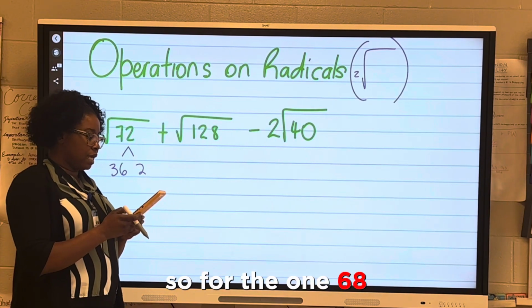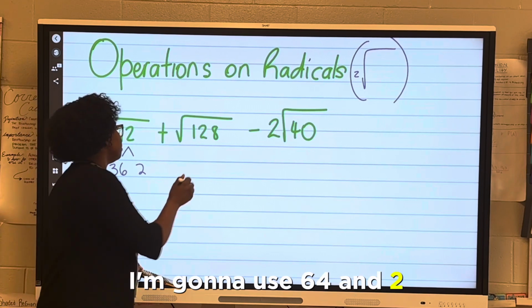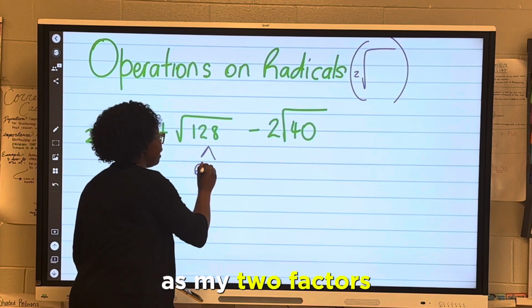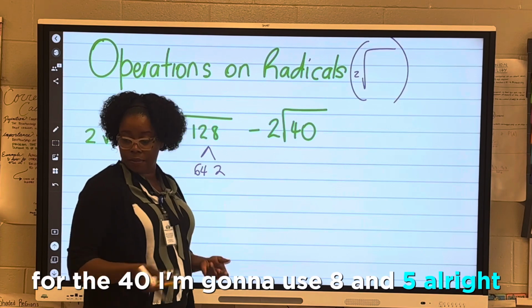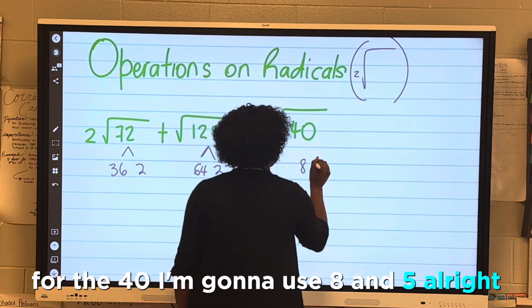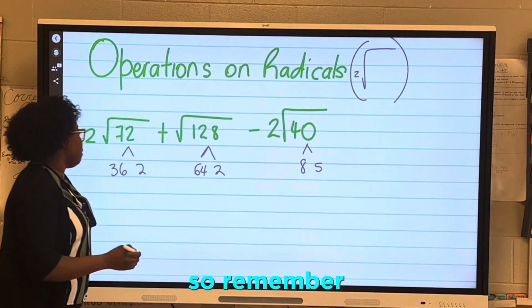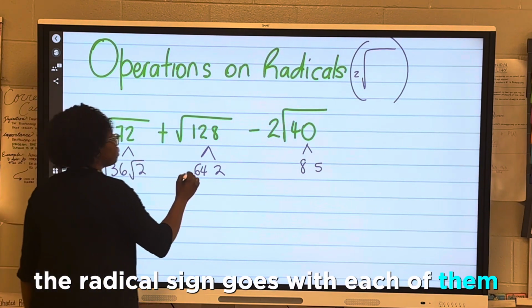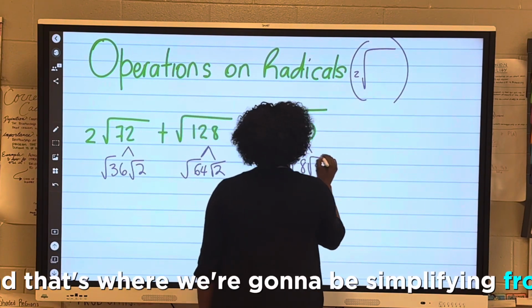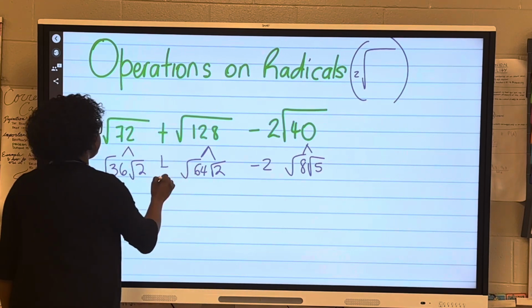For the 128, I'm going to use 64 and 2 as my 2 factors. For the 40, I'm going to use 8 and 5. Alright? So remember, once you're breaking down, the radical sign goes with each of them. And that's where we're going to be simplifying from.